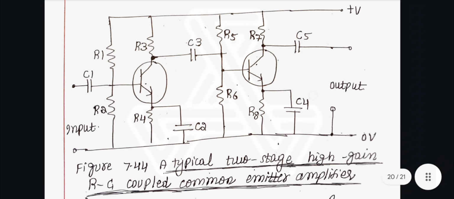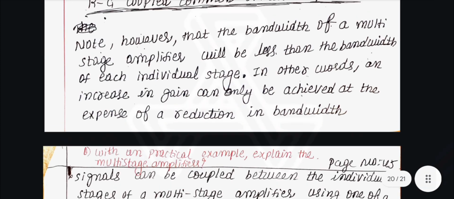This is a typical two-stage high-gain RC coupled common emitter amplifier. Note, however, that the bandwidth of the multi-stage amplifier will be less than the bandwidth of each individual stage.